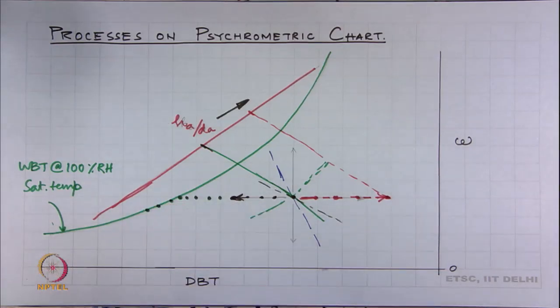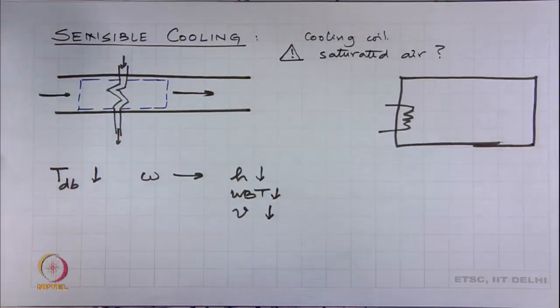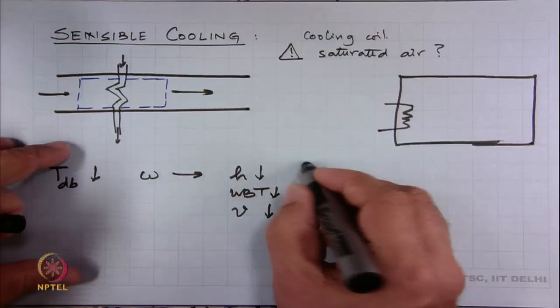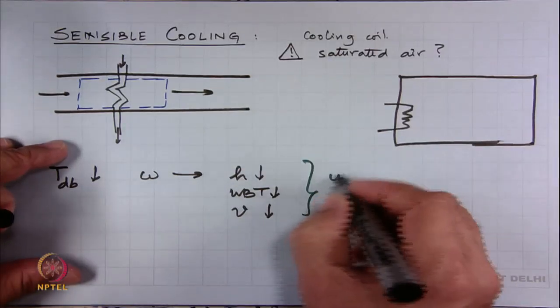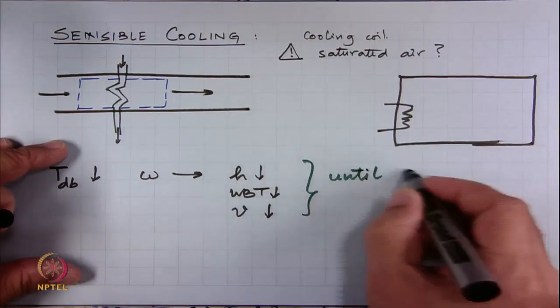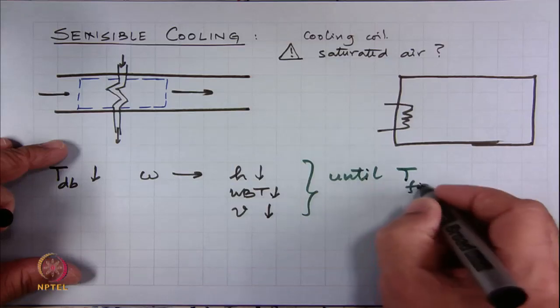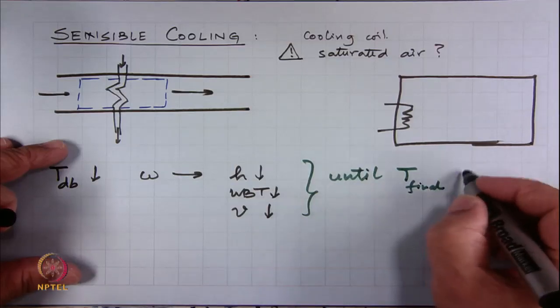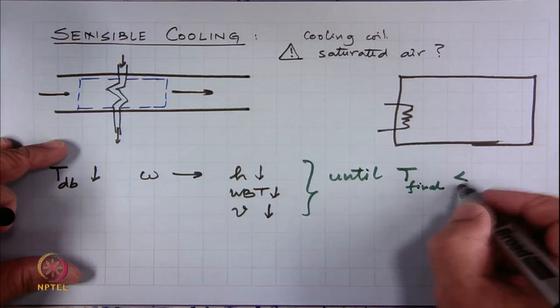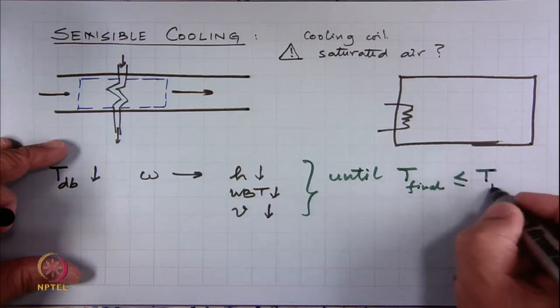So, what is happening now is that all of this process that we wrote here is good until the final state, T final, is less than or equal to the wet bulb temperature.